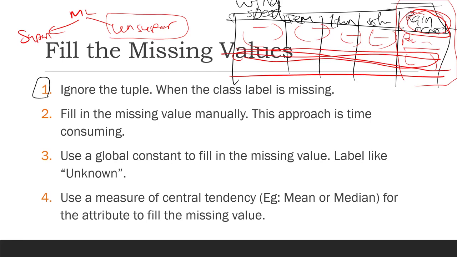You can remove that entire tuple. That is the thing you need to do. You cannot do any other things, right? If you have missing values in your label attribute, without considering anything, you can just remove the tuple, right? Remove the entire row. That is the thing you need to do, right?